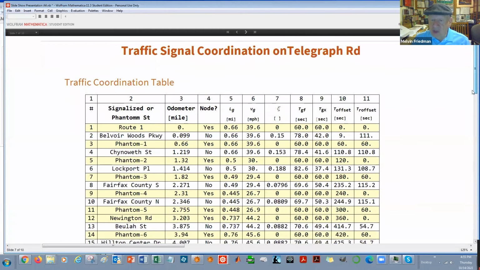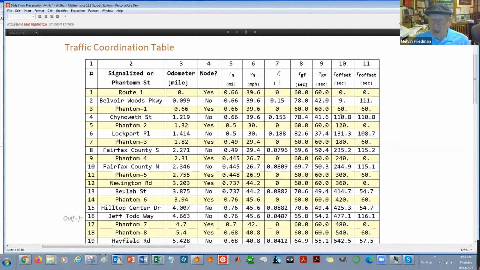So what this means is that, now there's another thing I should point out. Yellow highlighting means that you're at a node. Sometimes there are phantom nodes, and sometimes there are real nodes. Like here, Route 1 is a real node, and Newington is a real node. And real nodes are highlighted in yellow. That actually facilitates the calculation and facilitates the interpretation of the calculation.